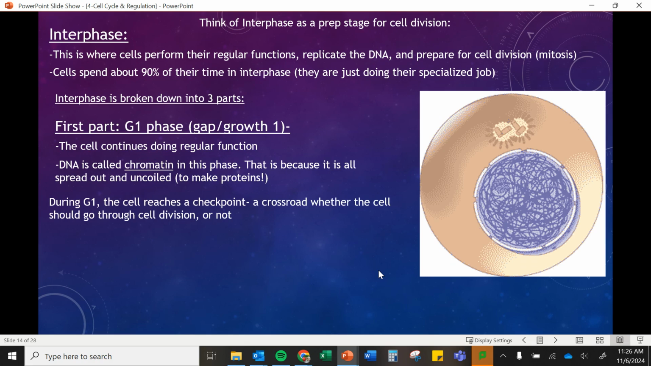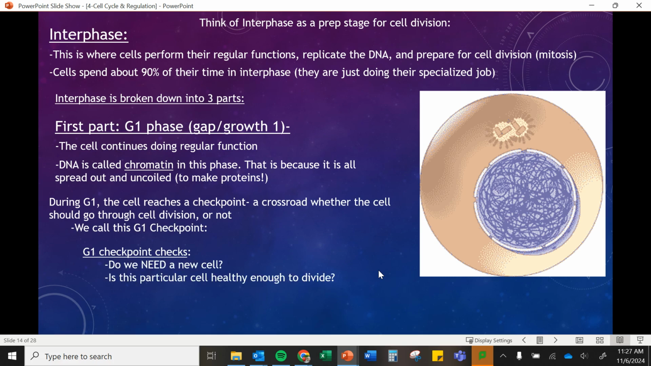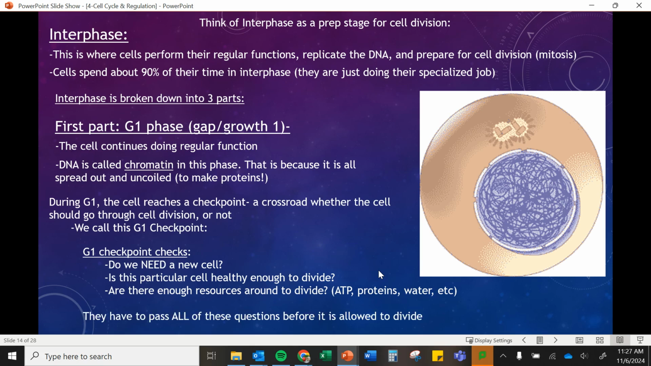Okay, so we also are going to reach a checkpoint, and there's various checkpoints throughout all of the cell cycle in order for us to see if we're going to progress on to the next phase or not. This is where we're going to decide if it is going to go on or not. So the G1 checkpoint is going to check: do we even need a new cell? Is this cell healthy enough to divide? Are there enough resources to divide? And if that is the case, then it's going to go on to the next one. And we'll model this with paper plates in our class.